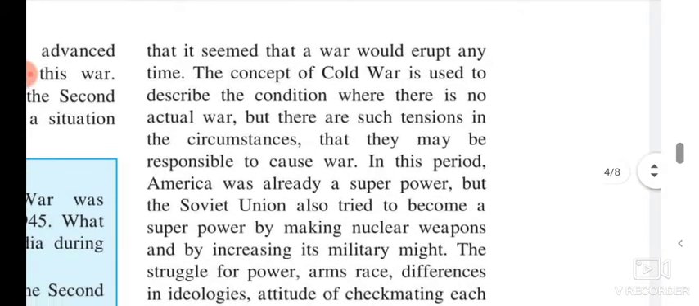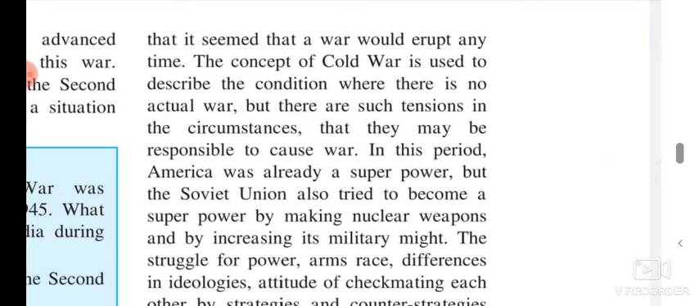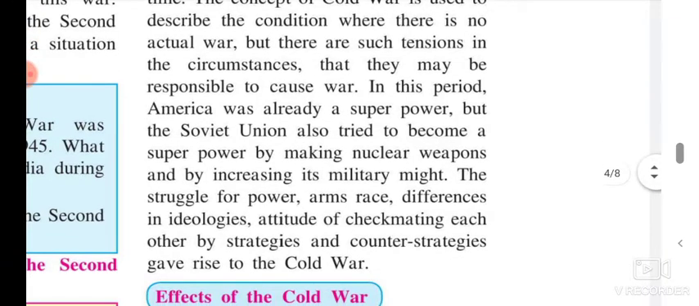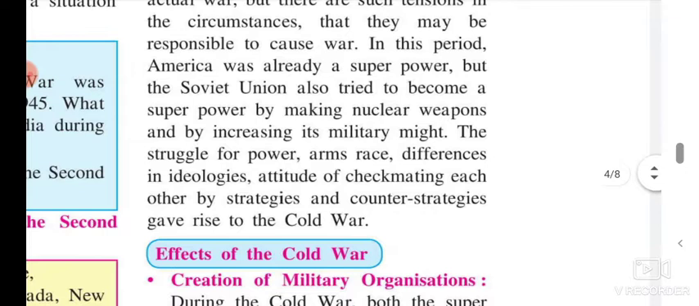The concept of Cold War was used to describe the condition where there is no actual war, but there is such tension and such circumstances that they may be responsible for causing war. In this period, America was already the superpower, but the Soviet Union also tried to become a superpower by making nuclear weapons and by increasing its military might. The struggle for power, arms race, difference in ideology, and attitude of checkmating each other by strategies and counter strategies gave rise to the tension.